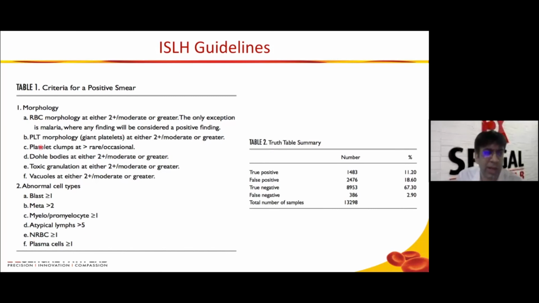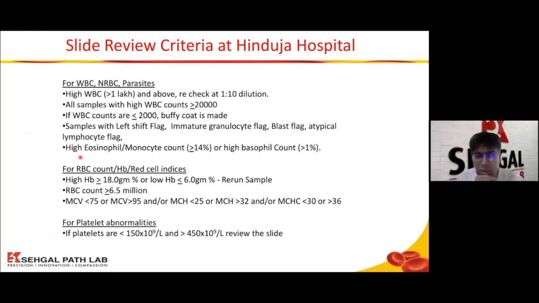These are the abnormalities given by ICSH, which say RBC morphology of, say, microhypo more than moderate levels; platelets, if there are too many giant platelets, reduced, presence of clumps; presence of toxic granulations; and then abnormal cell types like blast, obviously metamyelocytes or left shift, NRBC more than one, plasma cells more than one. These are the kind of things, if you want to see them in your smear, you would want your CBC analyzer to flag. So we had some default criteria for WBC and RBCs, for example hemoglobin more than 18, RBC more than 6.5, which were put into the analyzer.